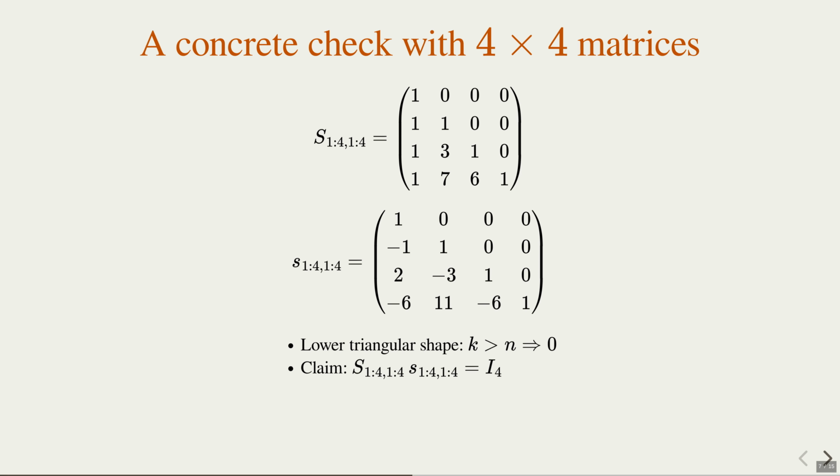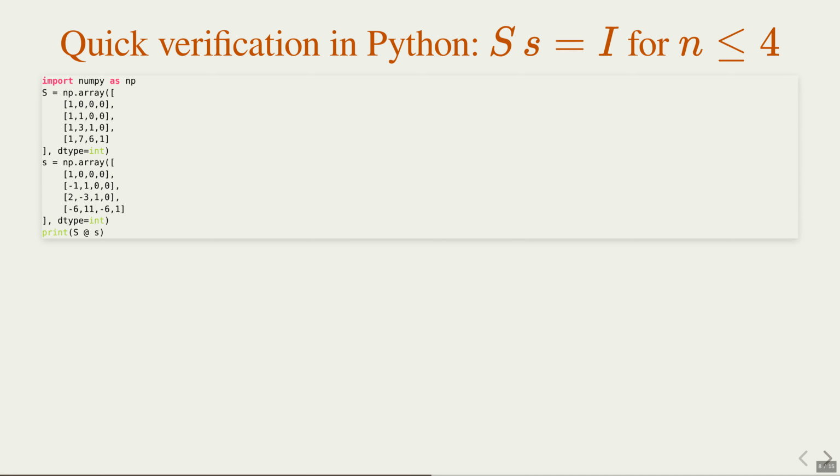Now we multiply them like ordinary matrices. If the duality is real, we should get the 4x4 identity right here. A computer check is not a proof, but it is a great way to build trust before we lean on the theorem.